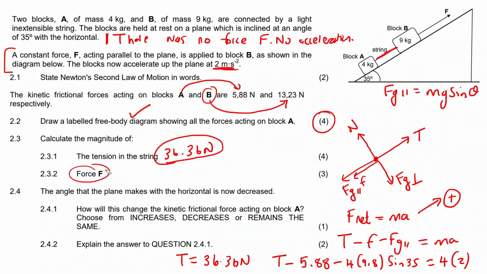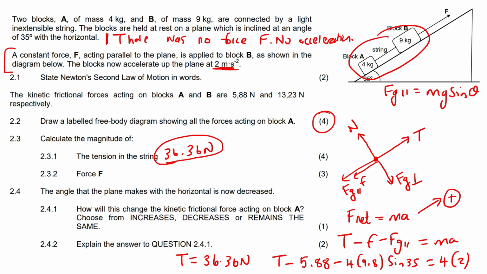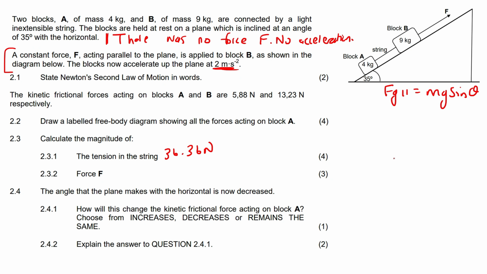Now they want us to calculate the force F. So what we're going to do now is work on block B. Please note, there is a way that some learners like to do this where they combine both of these into one system. You do get the right answer, but they are penalizing learners for doing that method now. I've checked on the memo. That method is no longer allowed, in that they're not going to give you full marks for the question. So don't use the system approach where you think of all of these as one object. Keep it separate.